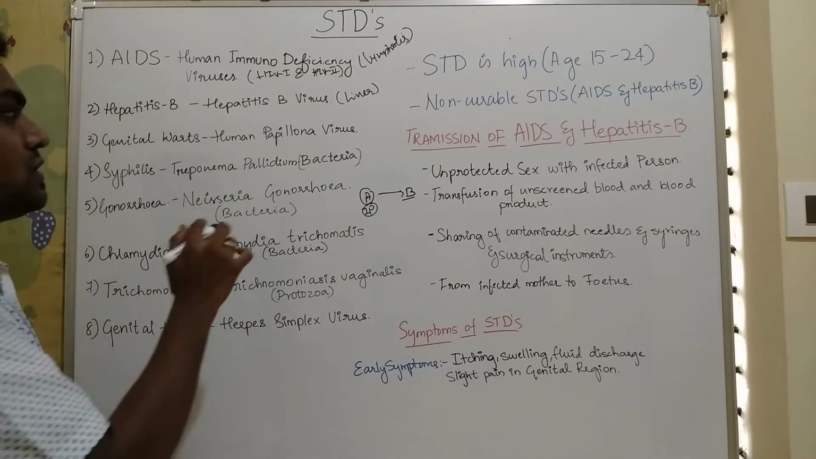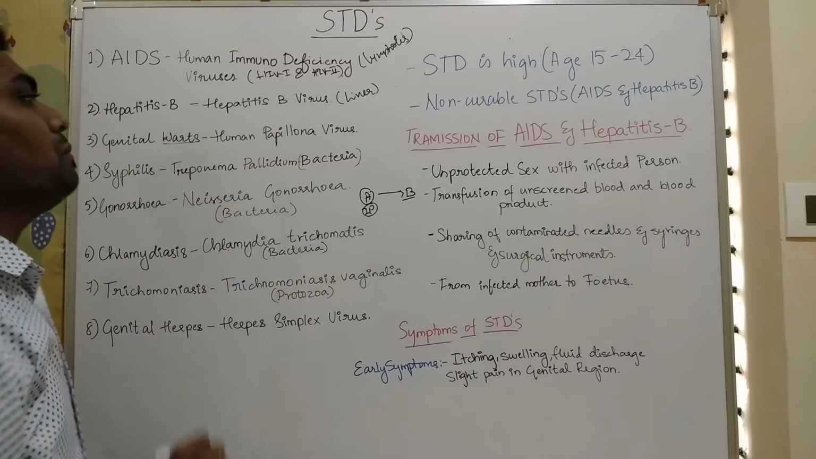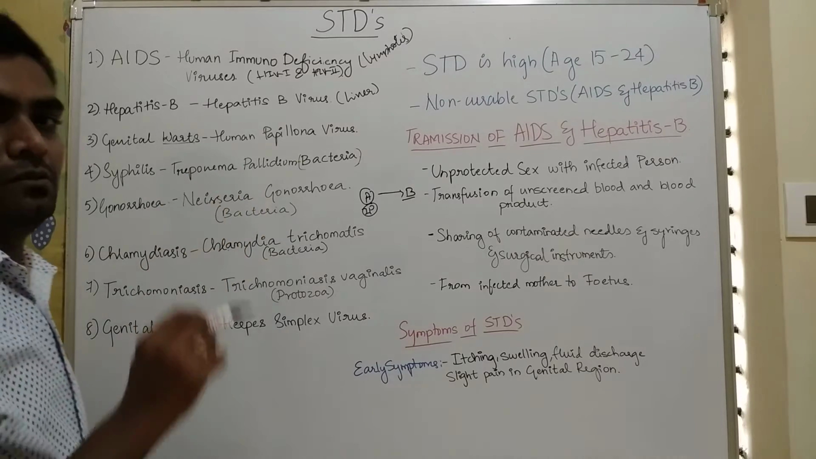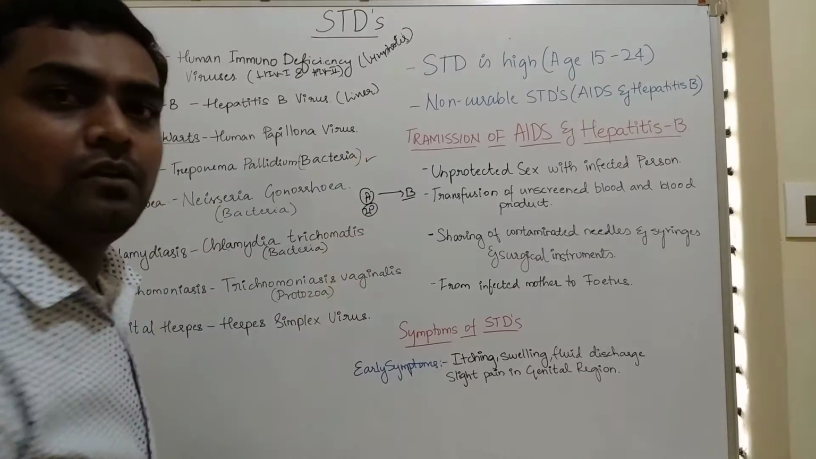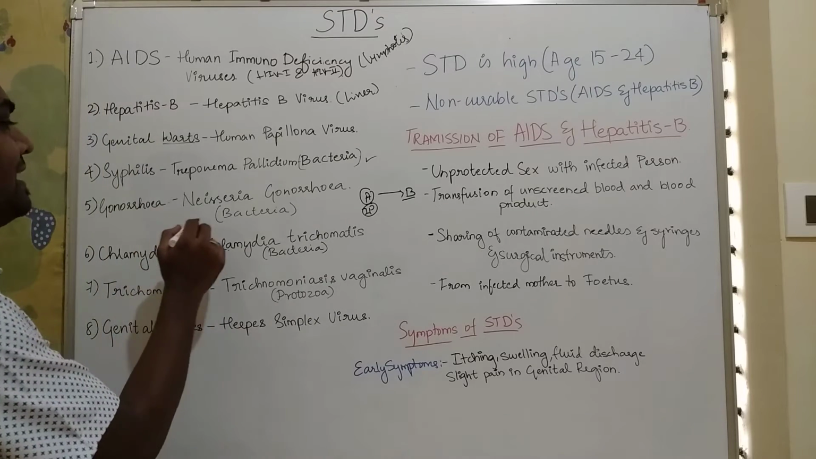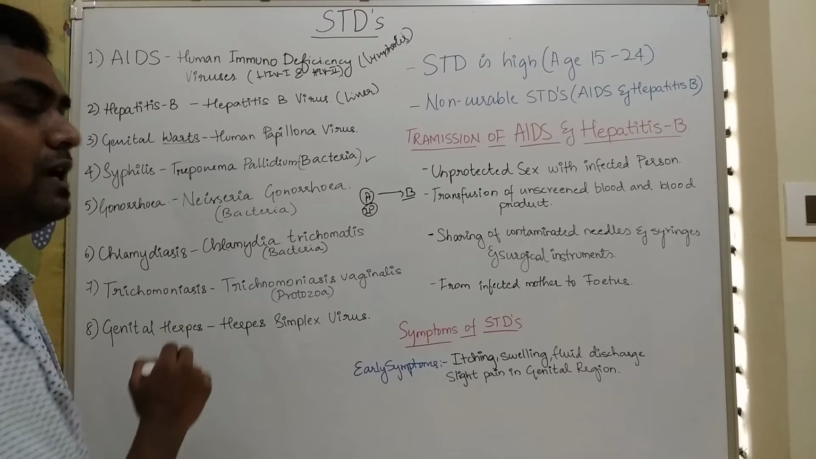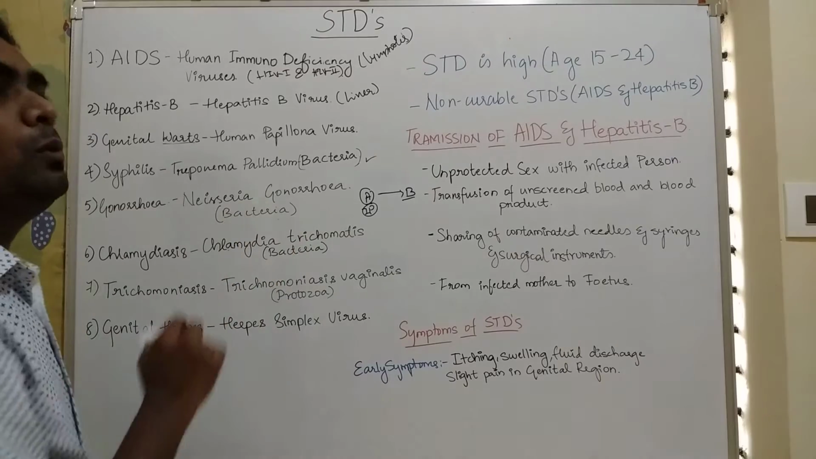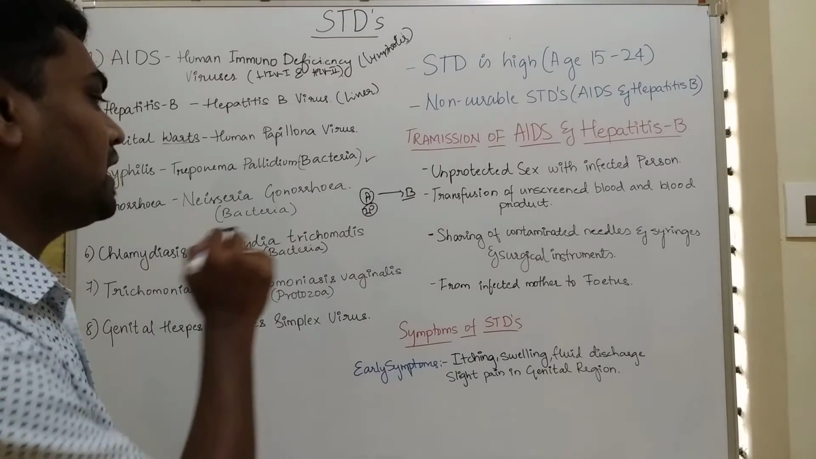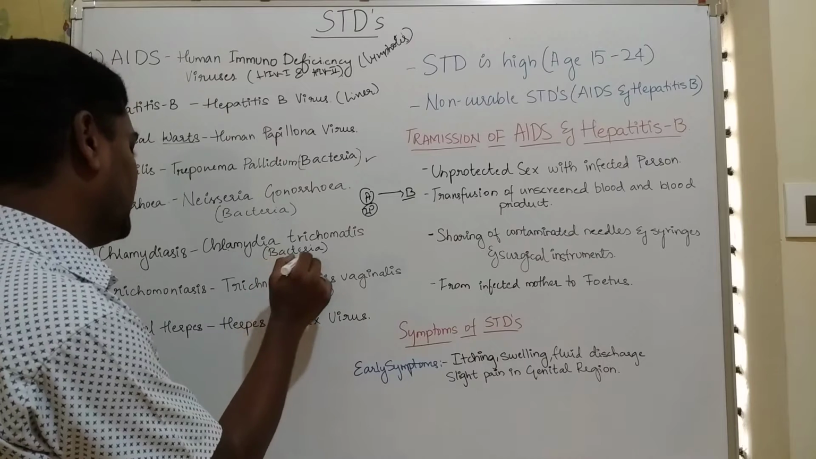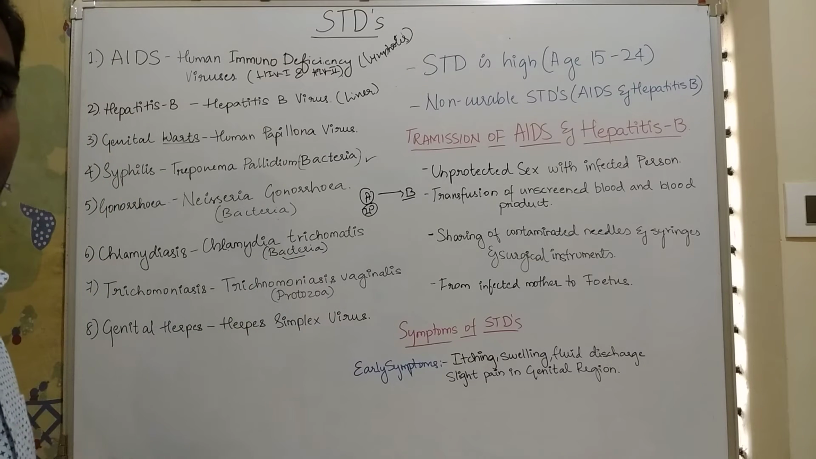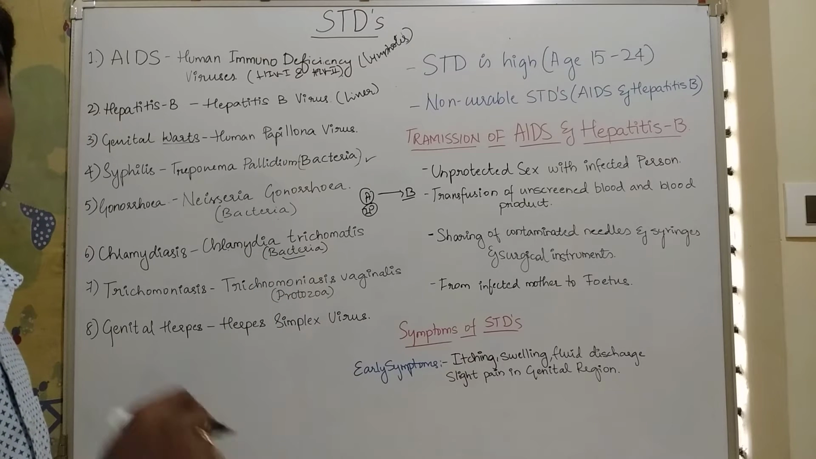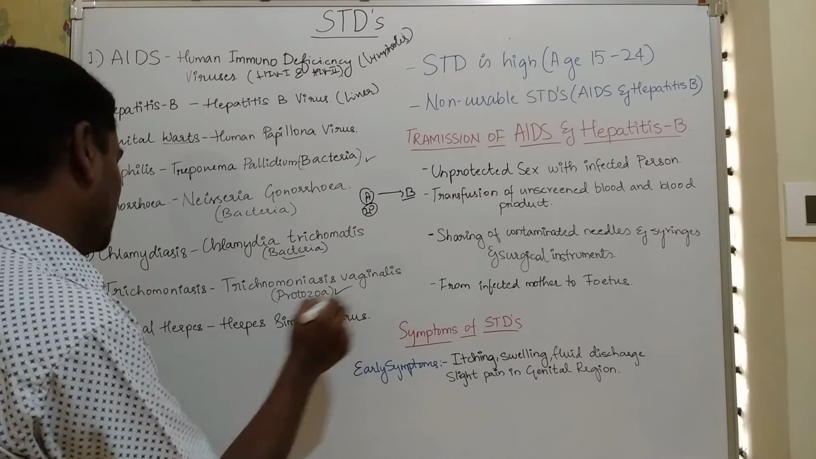Genital warts is caused by the human papilloma virus. Syphilis, Treponema pallidum. This is a bacterial infection. Next, gonorrhea, Neisseria gonorrhoeae. It's also bacteria. Next, chlamydiasis is caused by Chlamydia trachomatis, which is a bacteria again. Trichomoniasis is caused by Trichomonas vaginalis, which is a protozoan disease.